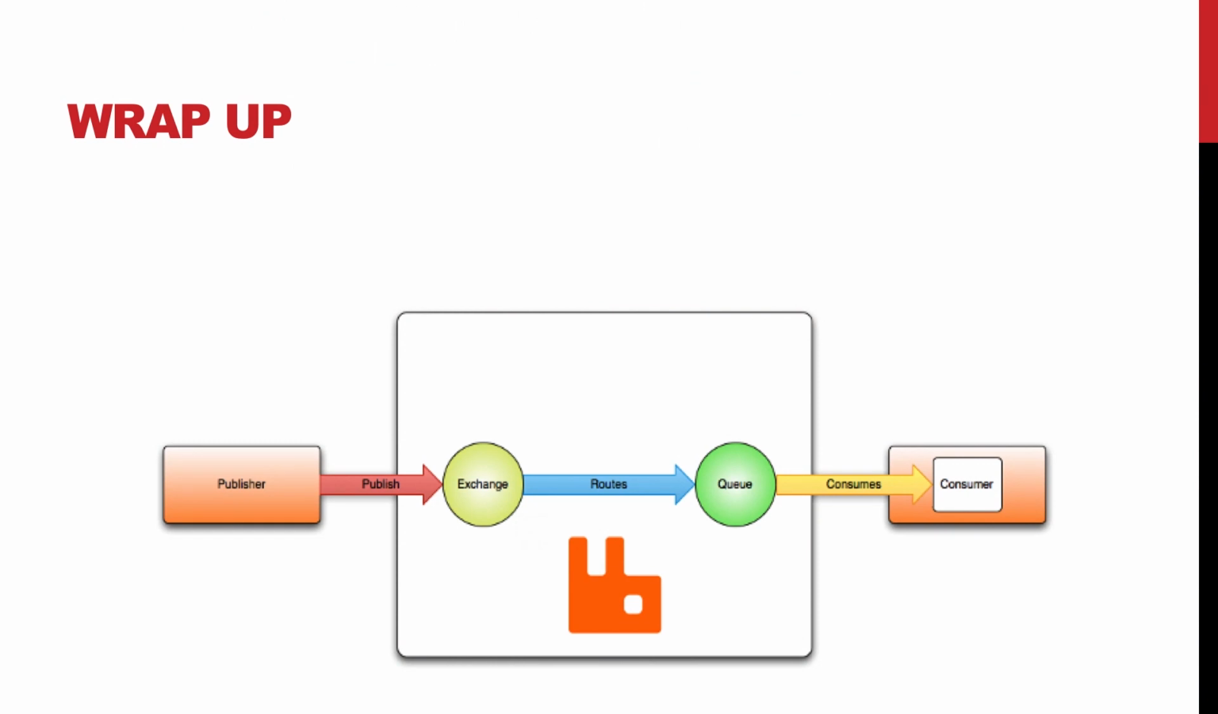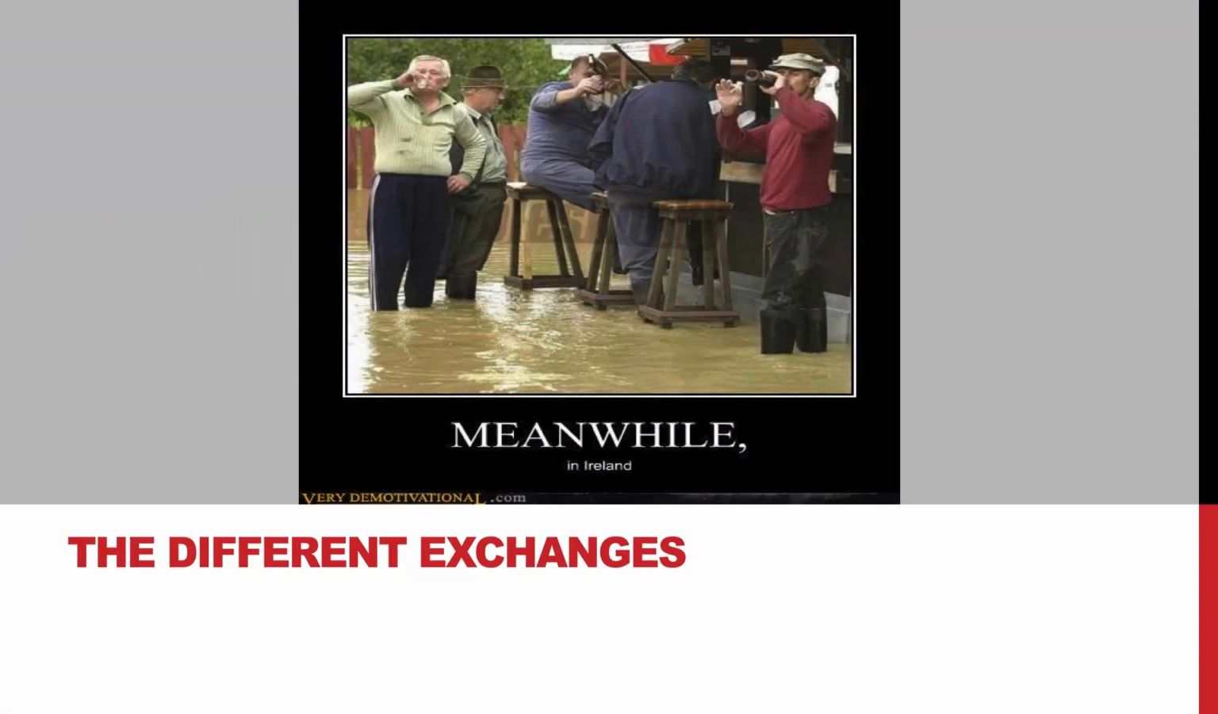So to summarize, you have a publisher, the publisher publishes inside an exchange, the exchange routes with a binding to the queue, and the queue is consumed by a consumer, okay? Cool. And now the different exchanges and how they work.